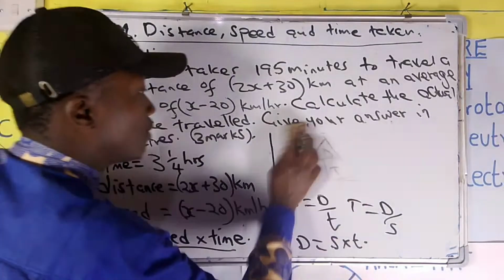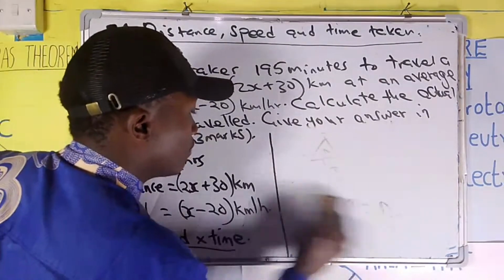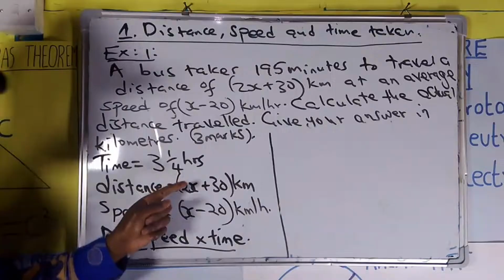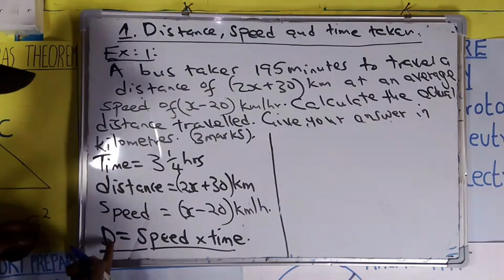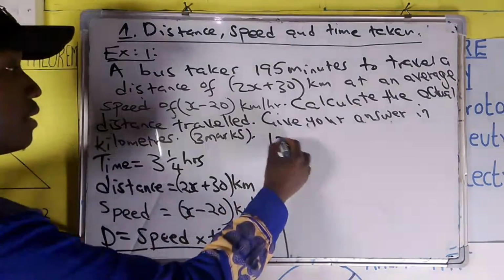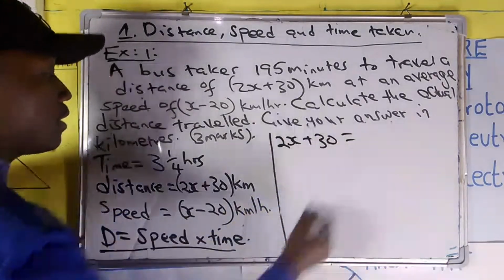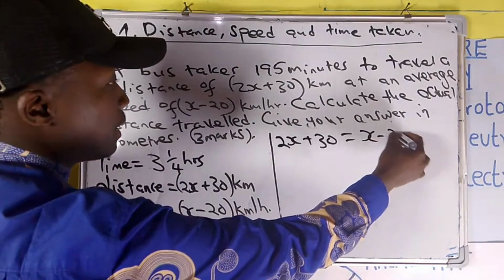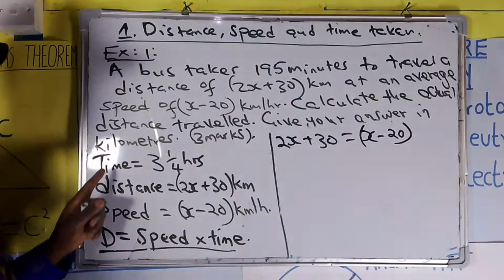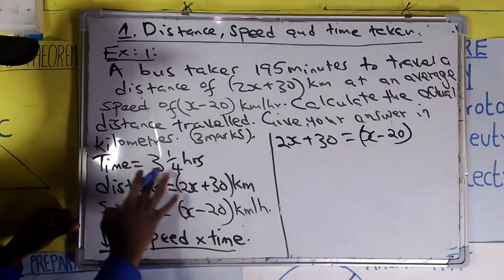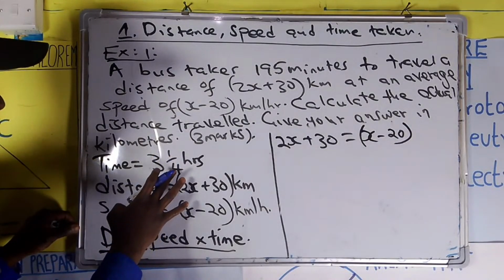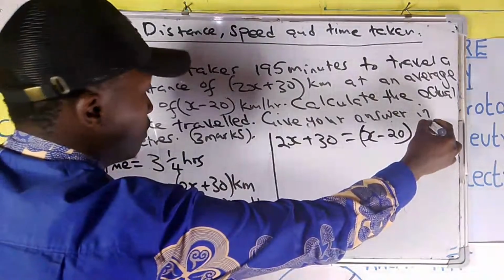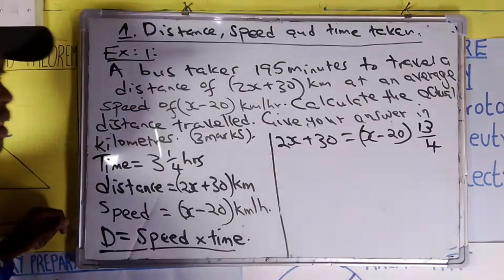So what we are now going to do is equate these expressions into this formula here. Our distance is equal to 2h plus 30. So 2h plus 30 is equal to our speed, which is h minus 20, multiplied by, what is our time? Our time is 3 and a quarter. 3 and a quarter is the same as 13 over 4, because 4 times 3 is 12, 12 plus 1 is 13. So that will be equal to 13 over 4. And then we can proceed.